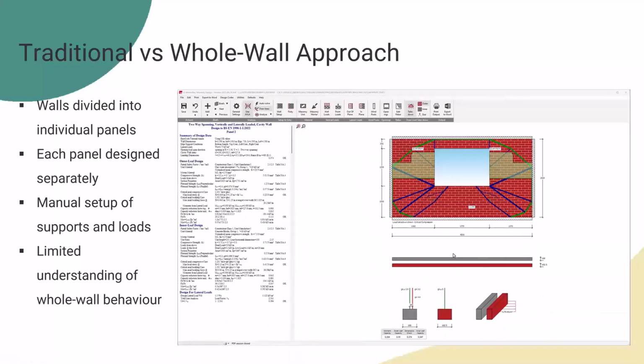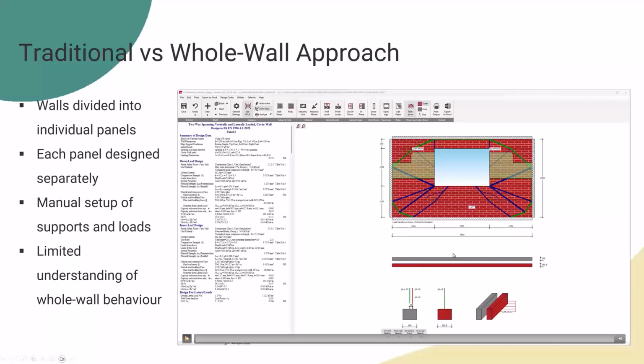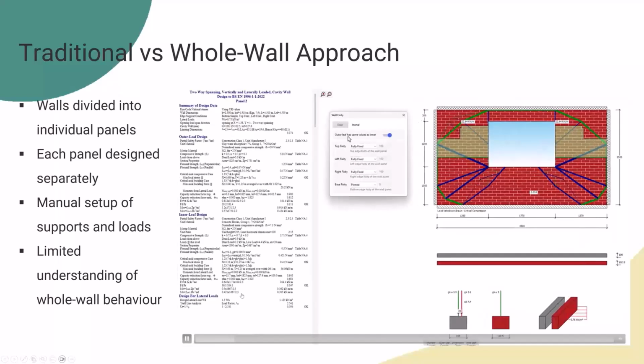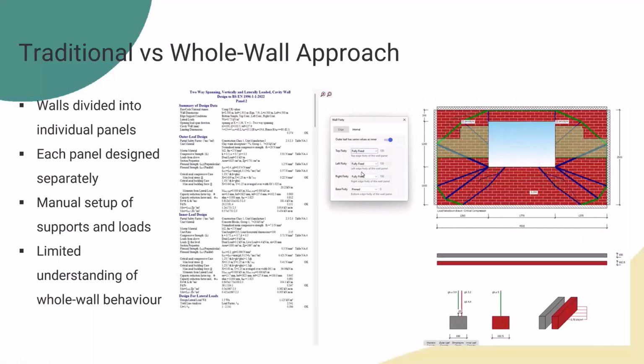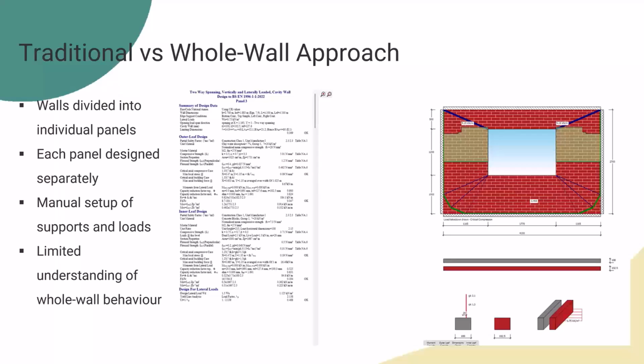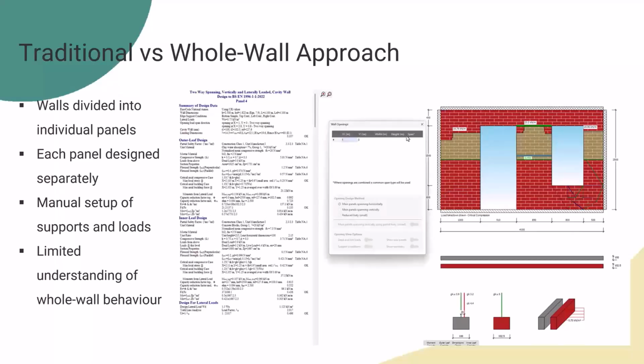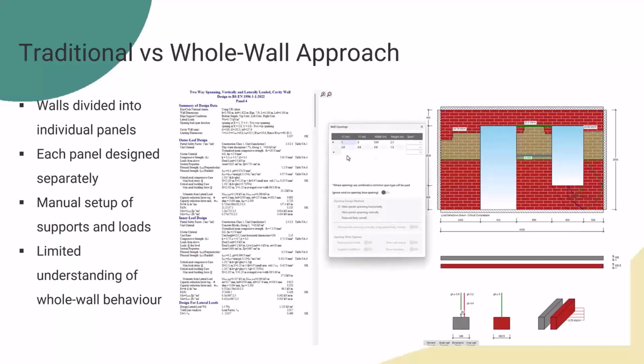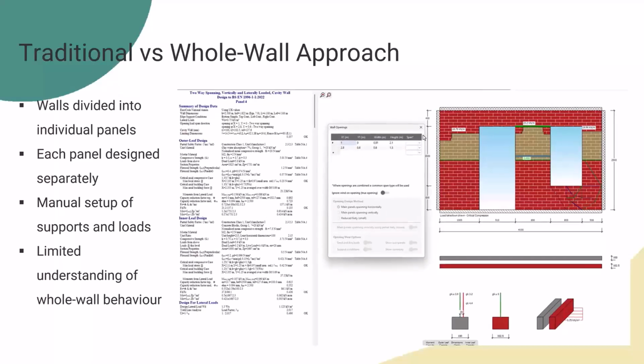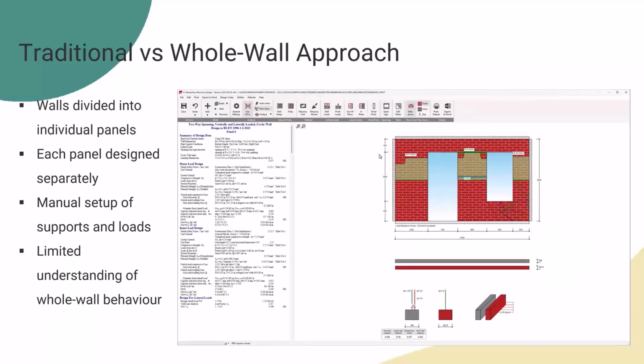He then repeated the process for panels 2, 3, and 4, applying vertical loads from the panels above and lateral wind loads separately. The analysis was accurate for each individual panel, but as you can imagine, it was quite a manual process, and it didn't give you a full picture of how the wall behaves as a whole structure.